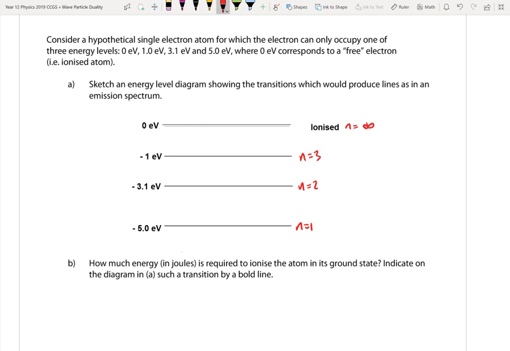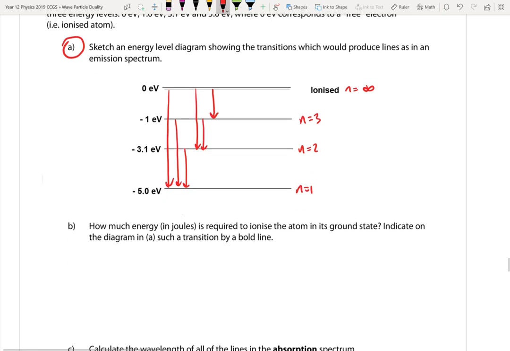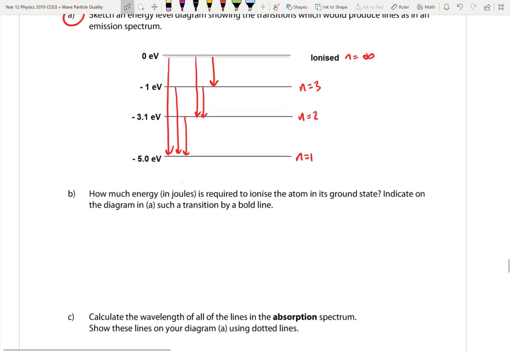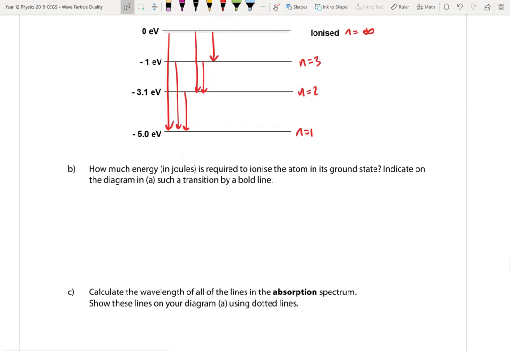Zero corresponds to ionization. Sketch the transitions which will produce lines as in an emission spectrum. So I'll draw all of the lines down to n equals 1, all of the lines down to n equals 2, and all of the lines down to n equals 3. So that was A done. That was pretty easy.